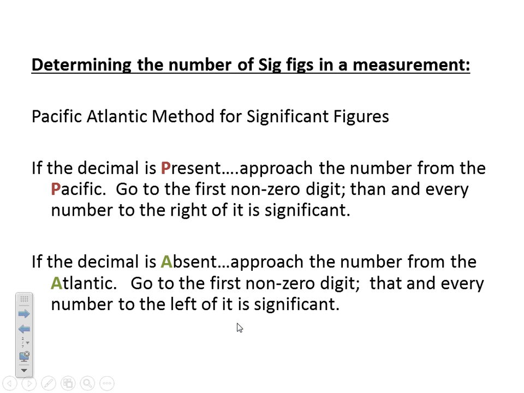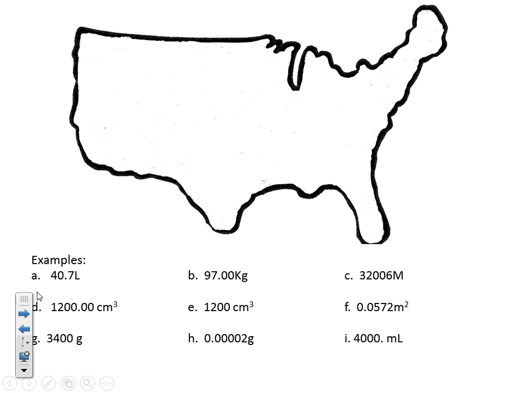If a decimal is absent, we will approach the number from the Atlantic, meaning the right-hand side of the number. And again, we start counting at the first non-zero digit. And then we're going to continue to proceed going from right to left. And all of those numbers after the first non-zero digit are significant. So we'll use the Pacific Atlantic rule here, and we will also talk about the rules for significant digits as we do that.